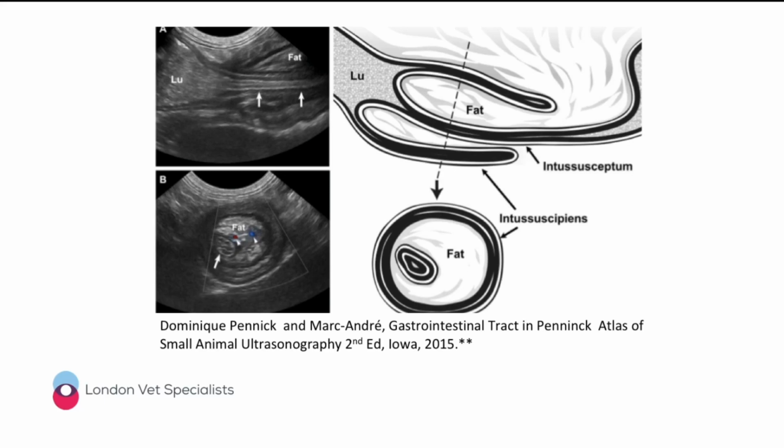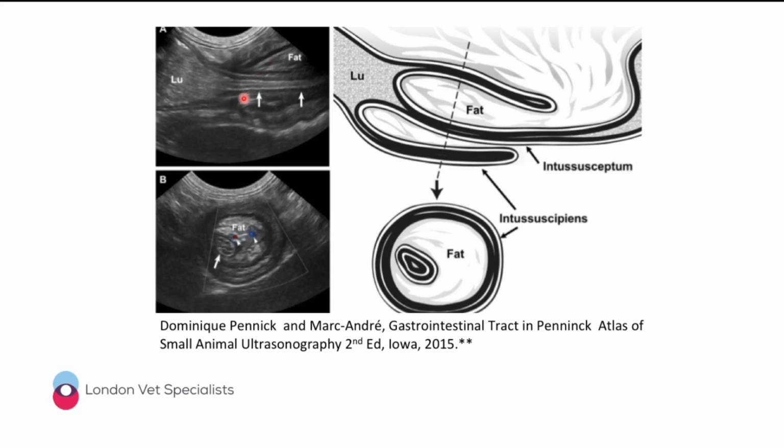So we take a look at this diagram that's taken from Pennick's ultrasonography textbook. What we can see is the typical appearance of an intussusception, B, and this is sort of the classic appearance, the classic target appearance that we're looking for when we're diagnosing an intussusception. So we've got an outer intestinal wall, which is the intussuscipiens. We've got an inner intestine, which is the intussusceptum, and then we've got this mesenteric fat between the two. And this is how it looks in short axis, and this is how it looks in long axis.